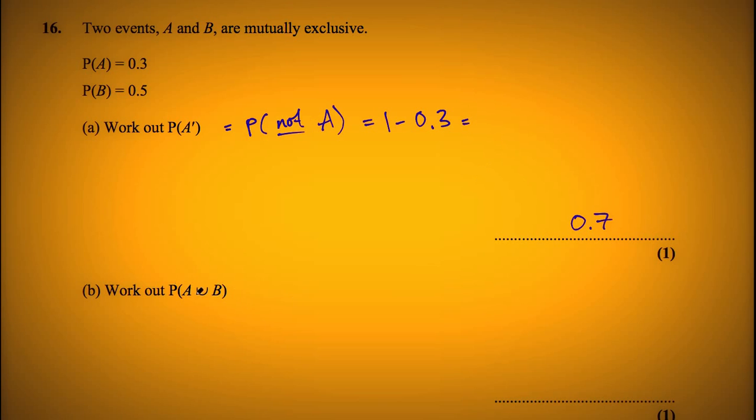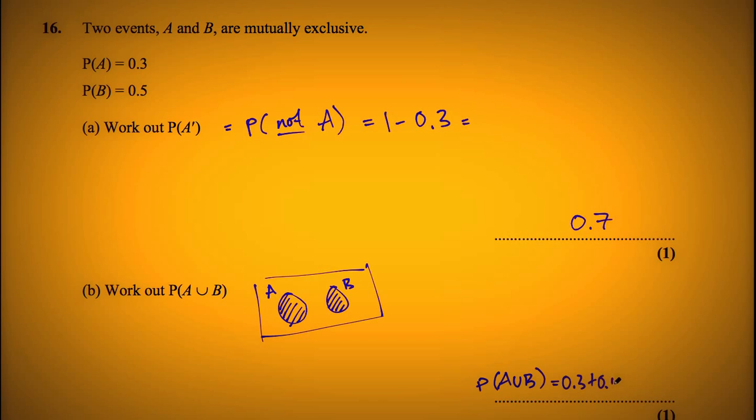Work out the probability of A union B, that's A happening or B happening or both. If I think about the Venn diagram of this, they're mutually exclusive, so A and B cannot happen at the same time. Which means that the probability of either one happening or both happening, well, there is no both happening, so either one happening is 0.3 plus 0.5. So that's 0.8.